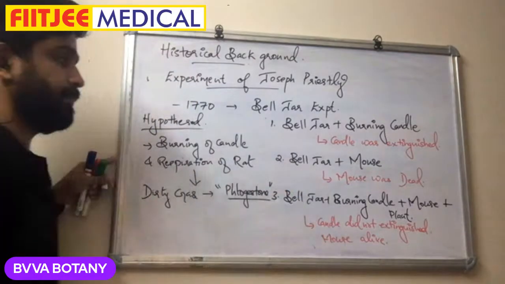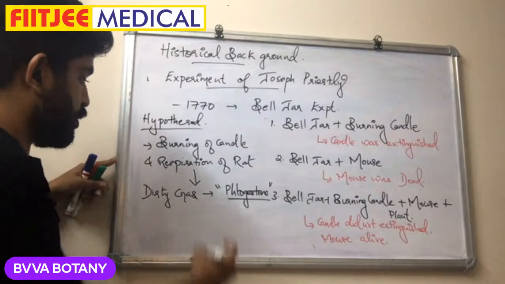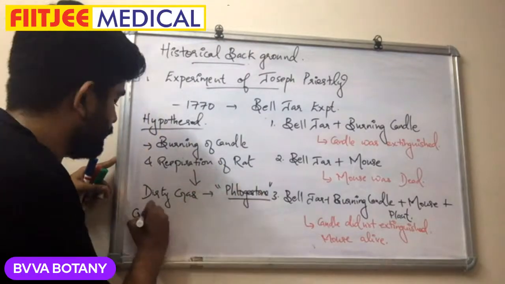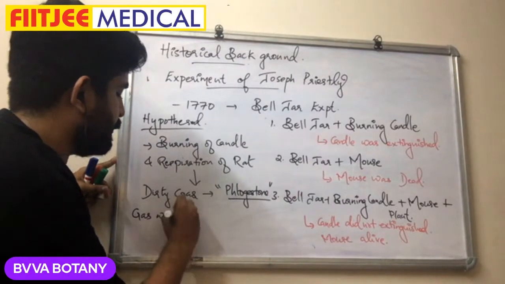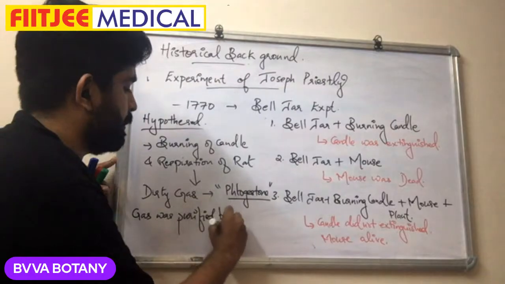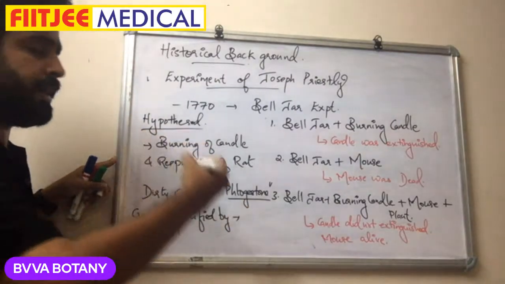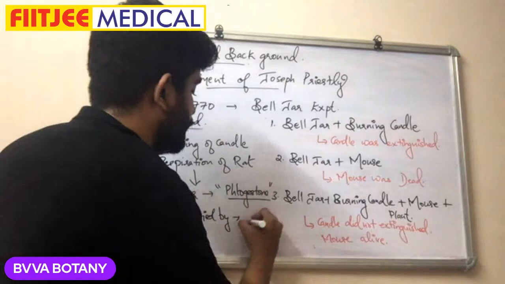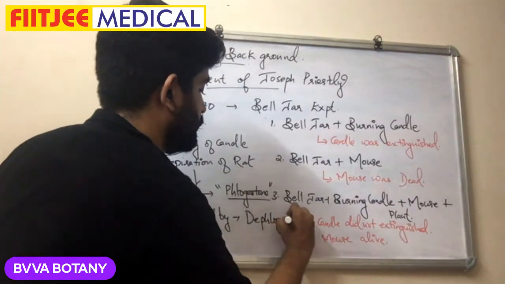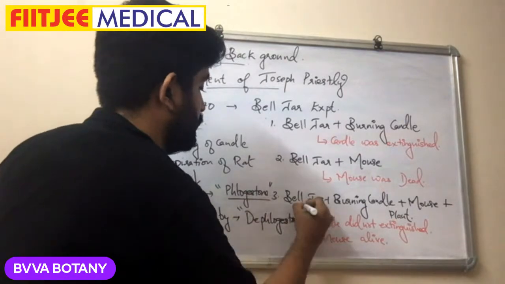Phlogiston. Okay, the dirty or foul gas is called phlogiston. And this gas was purified by the gas which was produced by the green plant, known as dephlogiston.